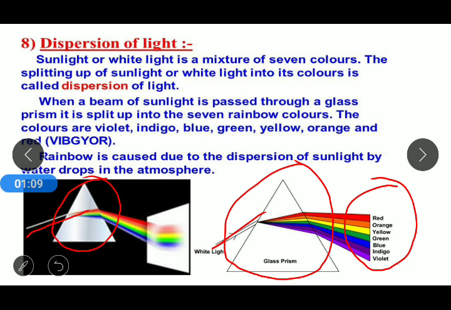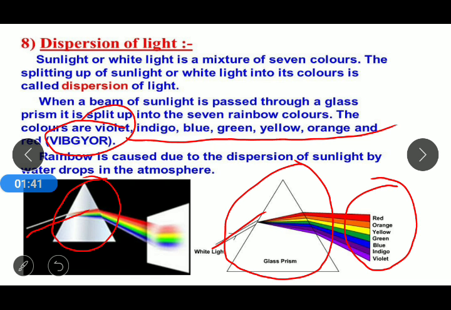Vibgyor means V stands for violet, I stands for indigo, B stands for blue, G stands for green, Y stands for yellow, O stands for orange, and R stands for red. That is the order of these colors, and these colors are collectively called Vibgyor. These Vibgyor colors are called the rainbow colors, and when we see a rainbow, these colors appear.